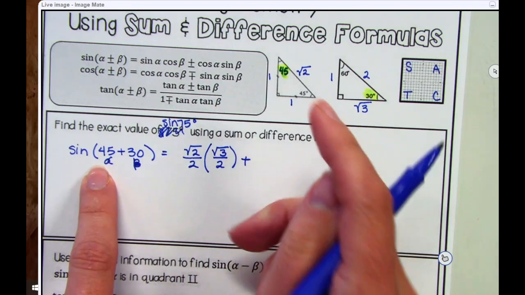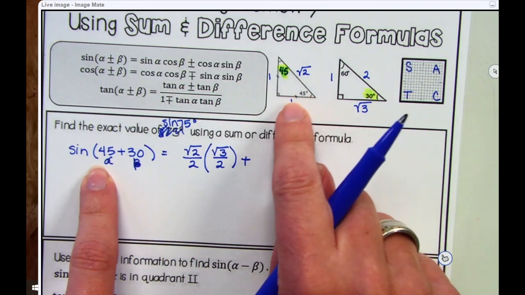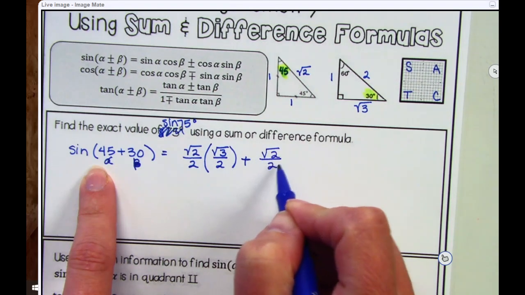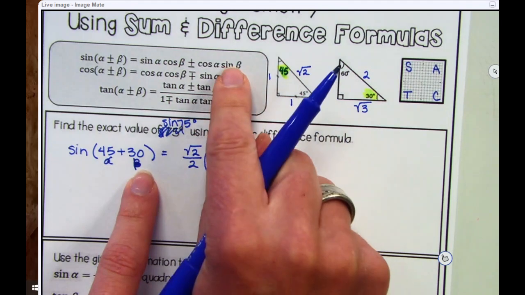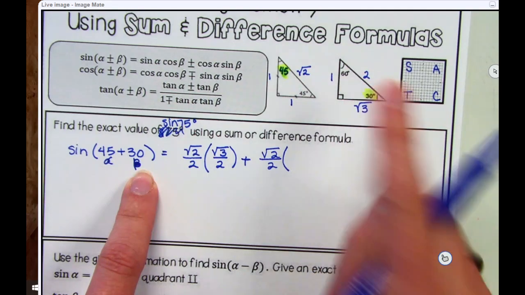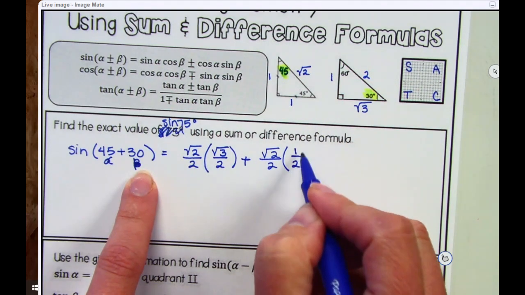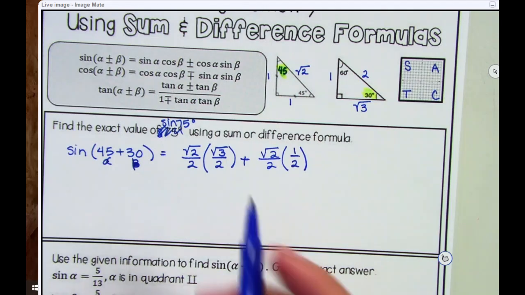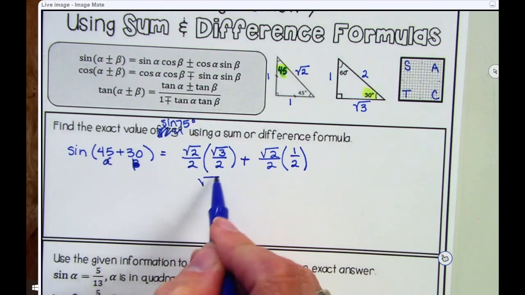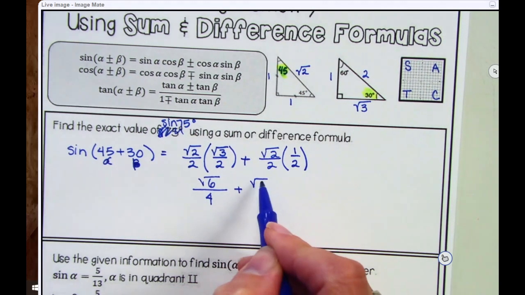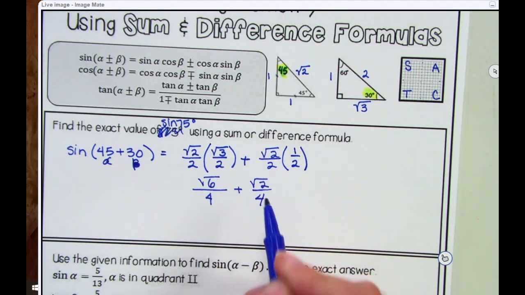Now it says cosine of alpha. All right, our alpha is 45. Cosine adjacent over hypotenuse. We know that's square root of 2 over 2 times sine of beta. Sine of 30, opposite over hypotenuse. Questions with how I set that up? All right, so then we have to manipulate using the fractions. We're going to multiply these together, and I get the square root of 6 over 4 plus the square root of 2 over 4.